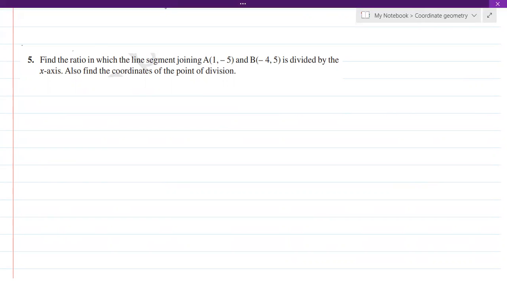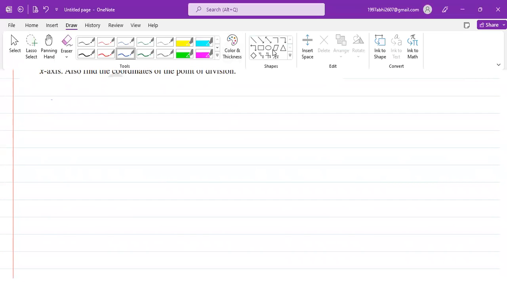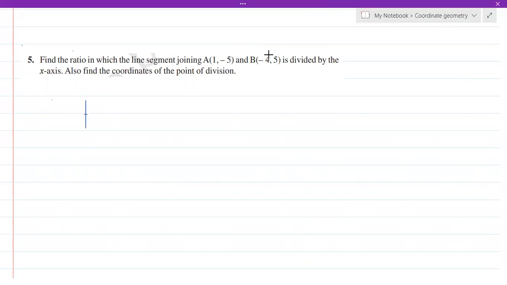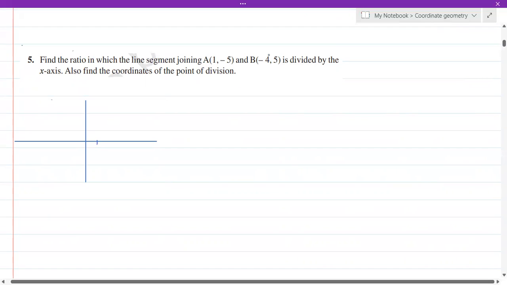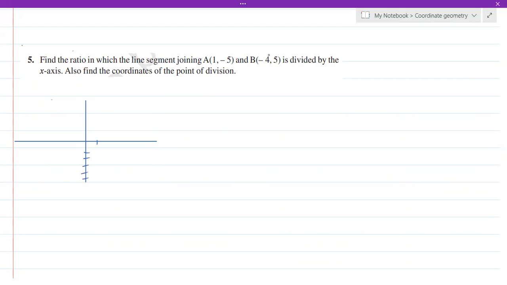So here we have got A, which is at 1, minus 5. So if I do it using the graph, it will be better. So let me take a graph. Let's say this is 1. 1, 2, 3, 4, 5. So minus 5 comes here. So 1, minus 5 is here. So your A point is here. I'm just doing it roughly. And B is minus 4, 5. Minus 4, 5 comes somewhere here.